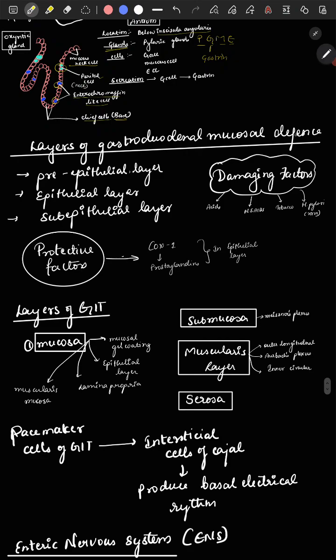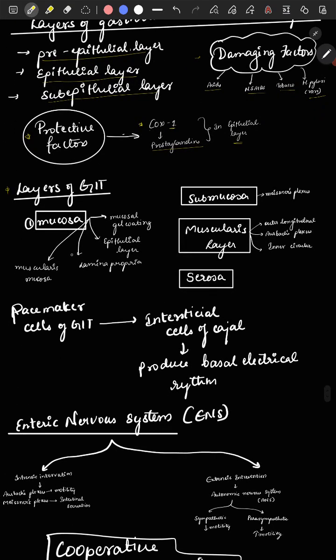Layers of gastroduodenal mucosal defense. There are 3 layers: pre-epithelial layers, epithelial layers, subepithelial layers. The protective factors are COX-1, cyclooxygenase 1, which secretes prostaglandins in the epithelial layer. Damaging factors are acids, NSAIDs, tobacco, and H. pylori.